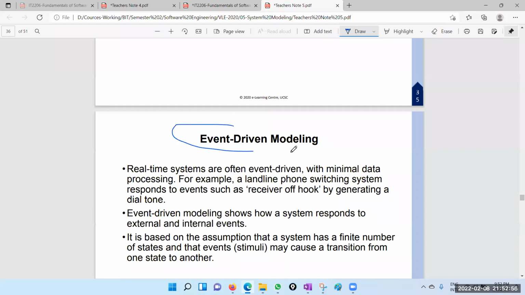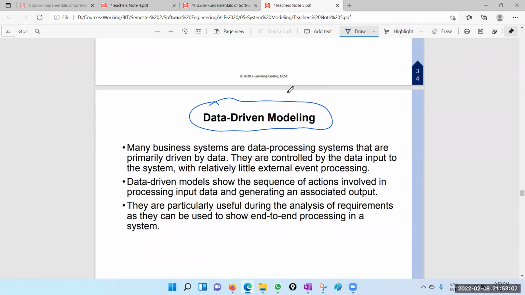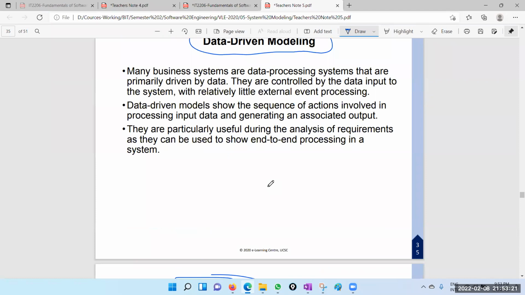Then if it is something like robotics or agent technologies, it's event-driven modeling. Another example is weather forecasting, and marketing applications where you analyze a huge amount of data. Google is one of the leaders in data-driven modeling because their main business is analyzing data and coming up with useful solutions.